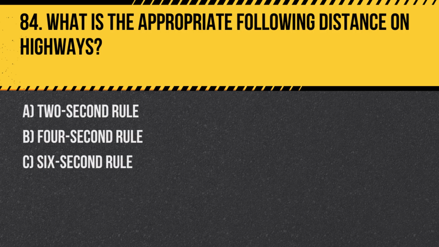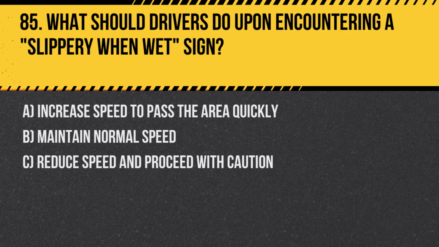Question 84. What is the appropriate following distance on highways? A. 2-second rule. B. 4-second rule. C. 6-second rule. Answer: A. 2-second rule. Maintaining at least a 2-second following distance on highways is considered safe under normal conditions, allowing adequate reaction time.